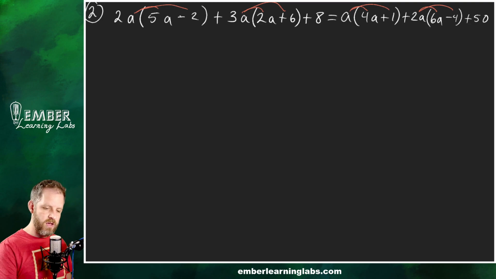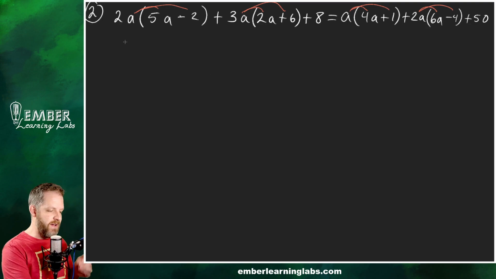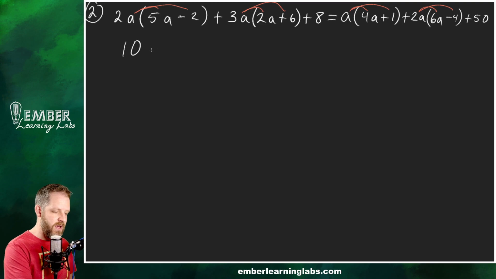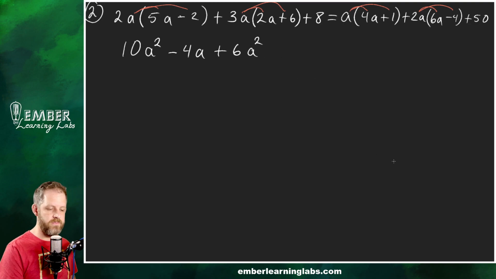Okay? So for this first one, 2a times 5a is 10a squared. 2a times negative 2 is negative 4a. 3a times 2a is 6a squared. Bring down the plus 8. Don't forget that. Bring down the equals. I like to keep those lined up. Makes my problem nice and neat and organized.